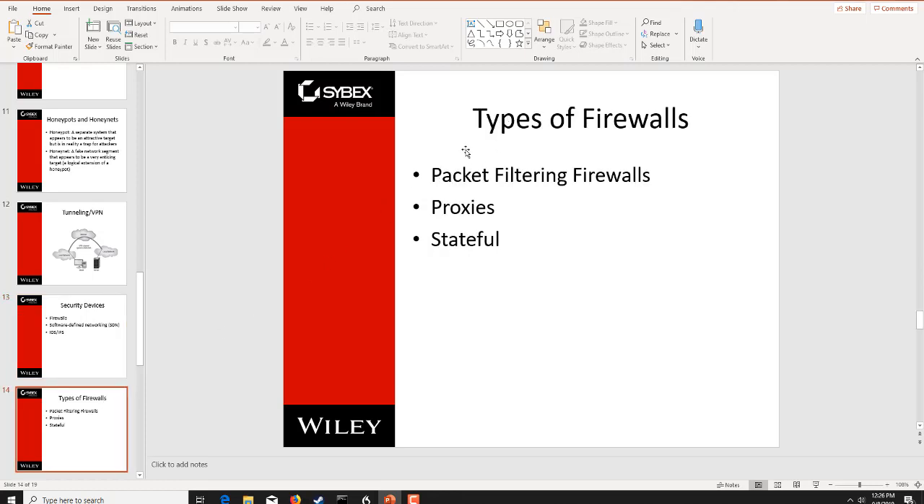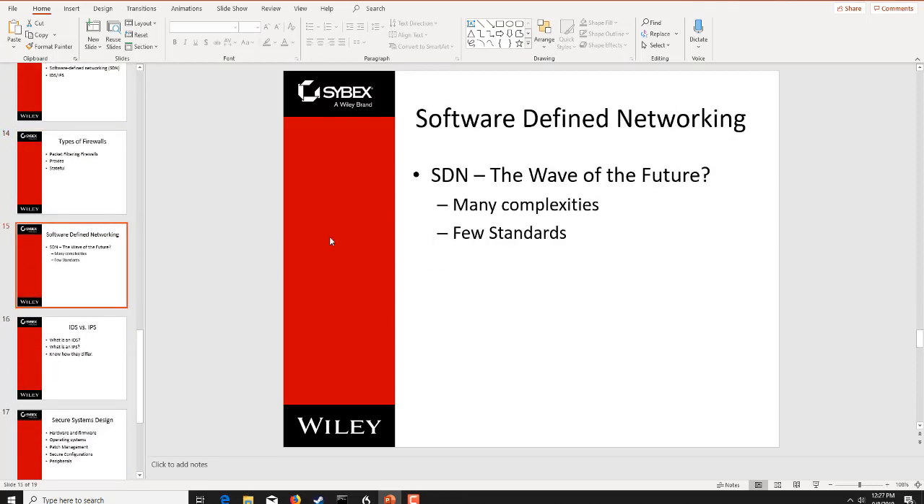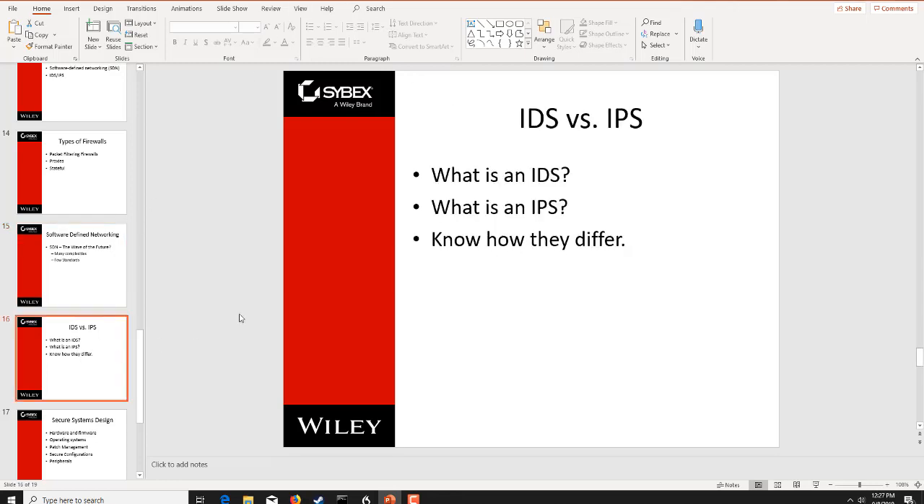Okay, well, it looks like we went through all the firewalls. I kind of skipped over that one. Sorry about that, everyone. As well as SDN. Again, there are very few standards and very few manufacturers in SDN. All right. Again, know how IDS and IPS differ. I guess I did skip through that pretty quick. I apologize.